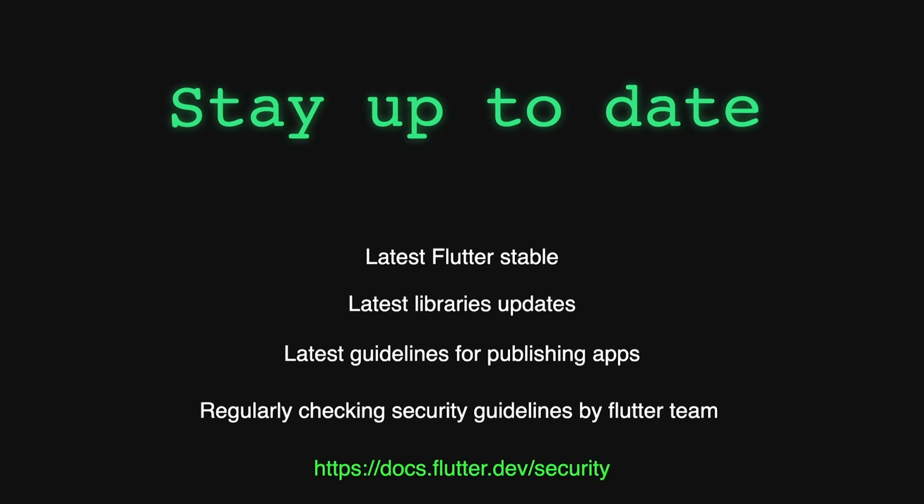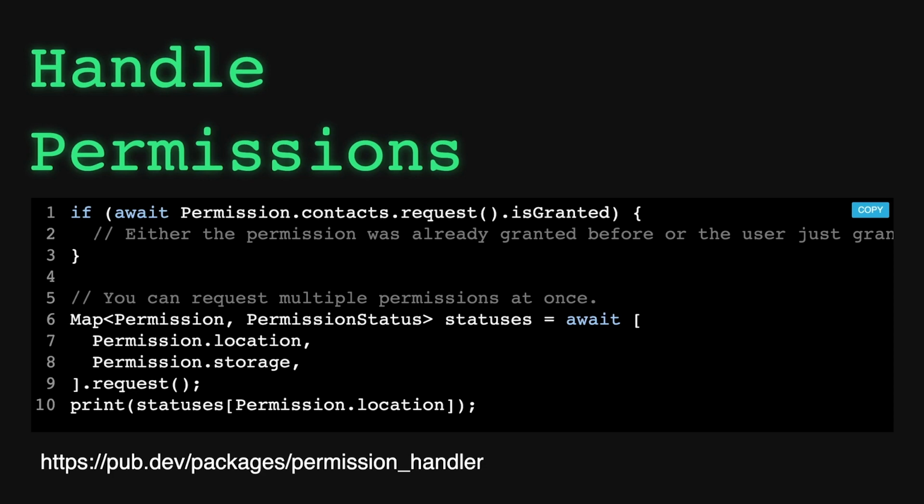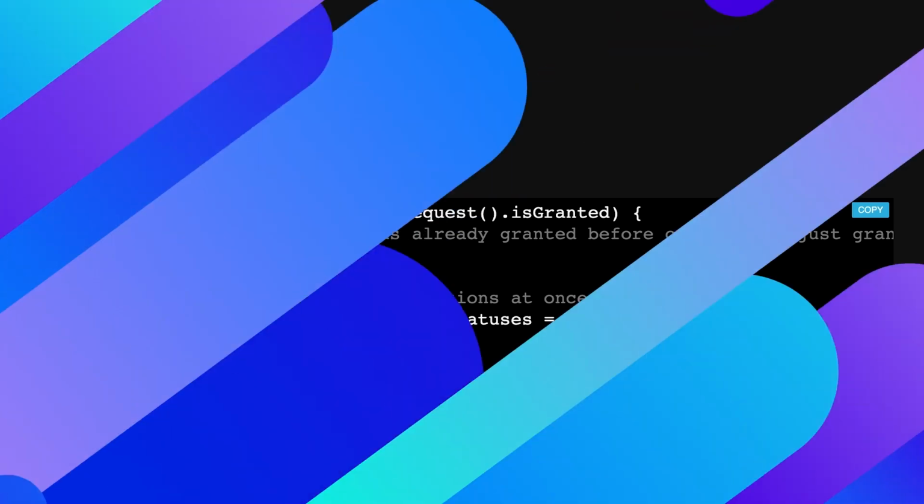First of all, stay up to date with the latest stable Flutter. Try to make sure that you update your libraries and Flutter applications. Make sure you're following the guidelines for publishing an application properly, and regularly check the security guidelines by the Flutter team. You can always find them on docs.flutter.dev/security. Another thing that you can do in Flutter is to use any package or plugin that can help you with permission handling. Always request only the permissions that are needed.